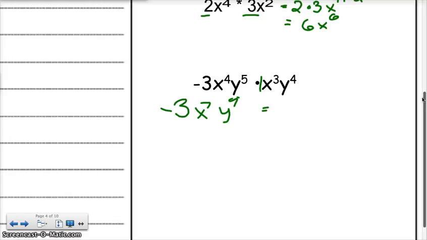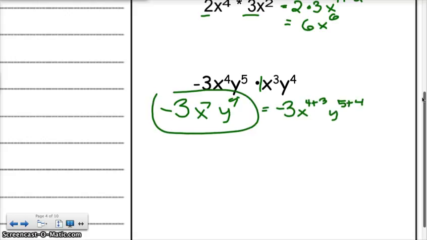Again, you could expand it. Boy, that would stink. But you could totally expand it. That's a strategy. If you're ever stuck, you can always expand, and then it helps you visualize it. Or you could say negative 3, x to the 4 plus 3, y to the 5 plus 4. Either way, I'm thinking this is the best.